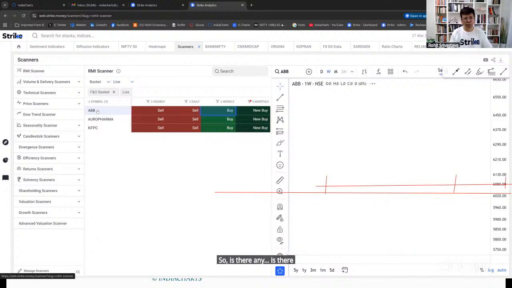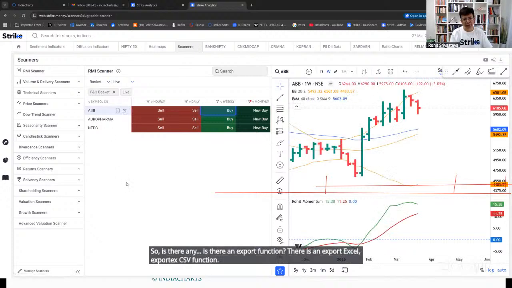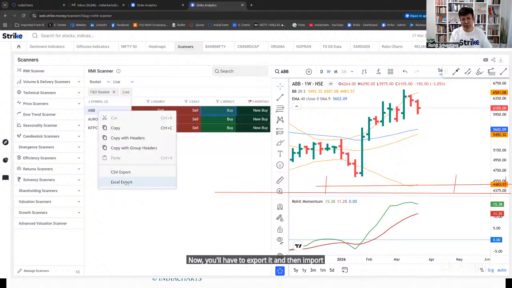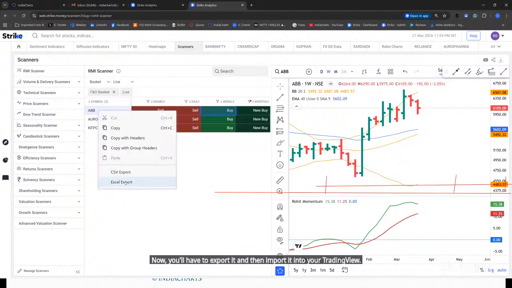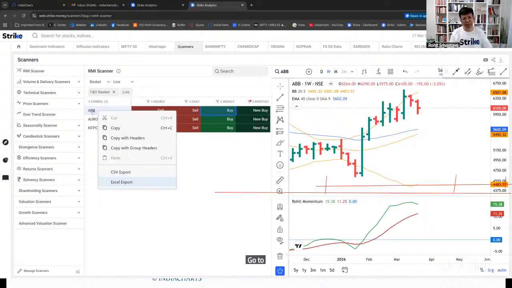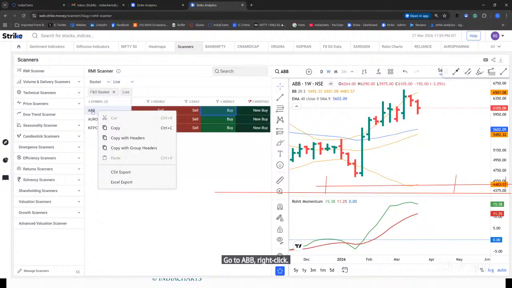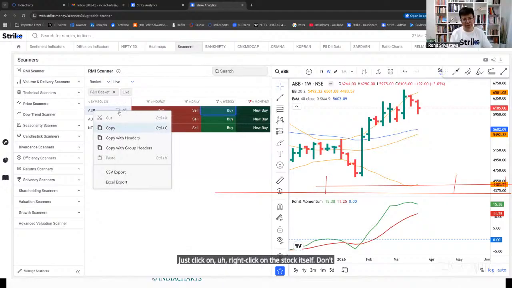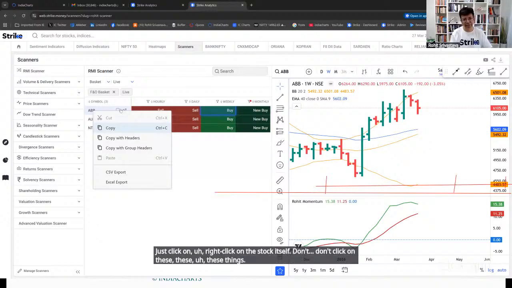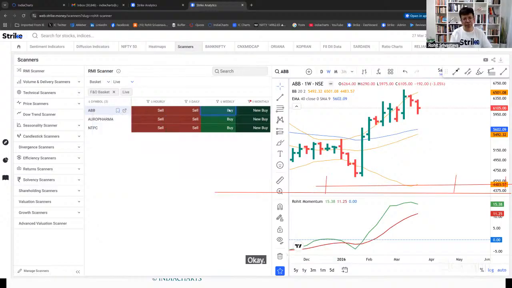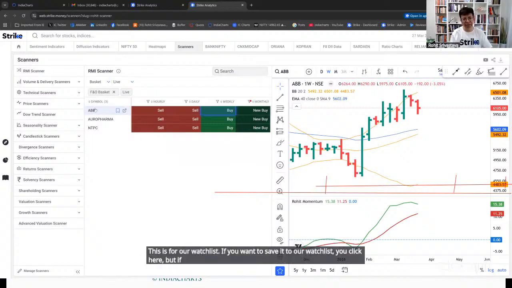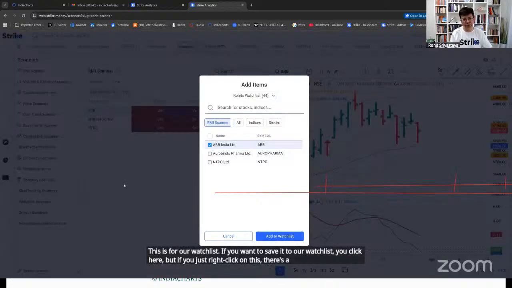Is there an export function? There is an export Excel, export CSV function. You'll have to export it and then import it into your TradingView. From where did you get this option? I was searching, I didn't get it. Go to ABV, right click on the stock itself. Don't click on these things, this is for our watch list. If you want to save it to our watch list, you click here. But if you just right click on this, there's an export option.